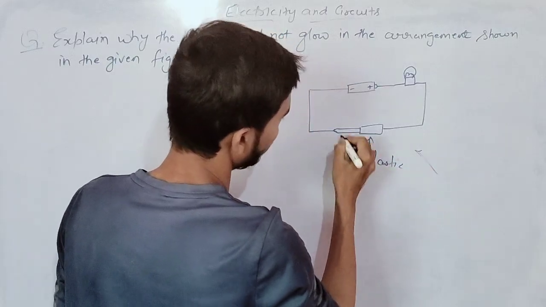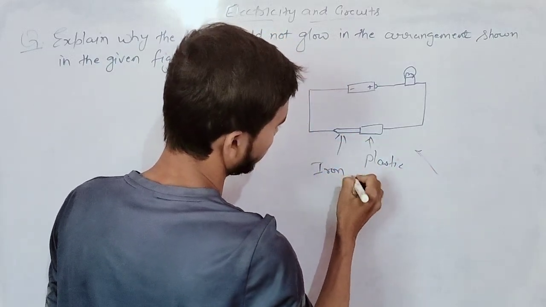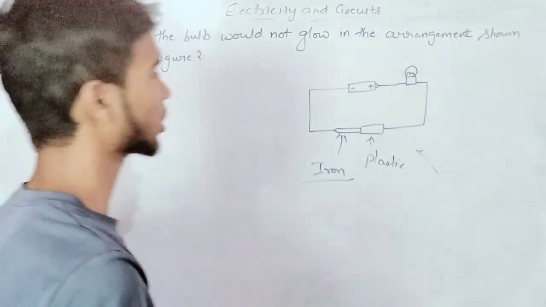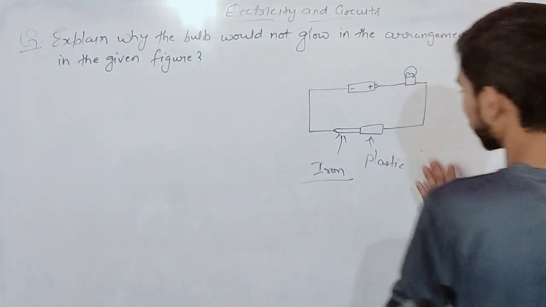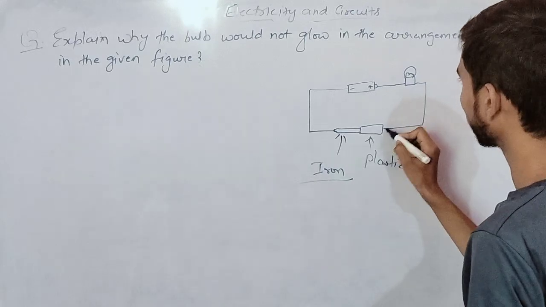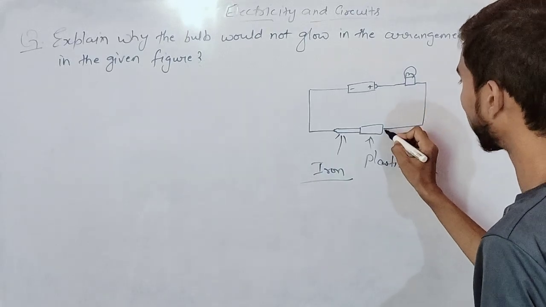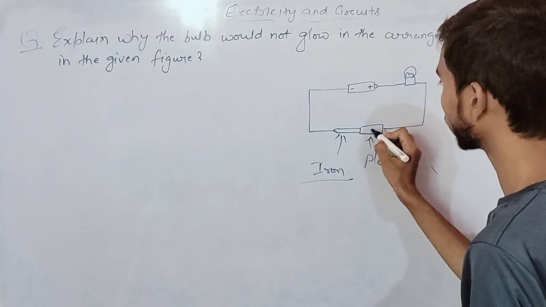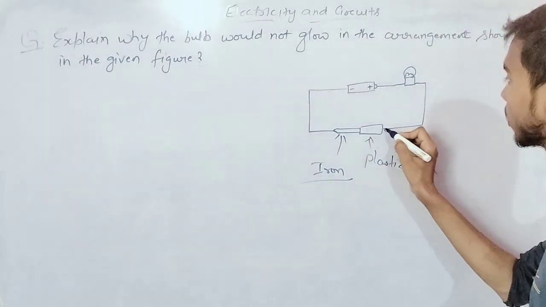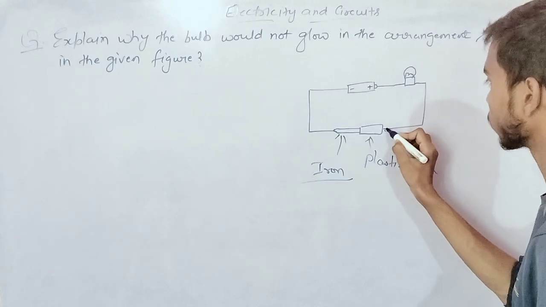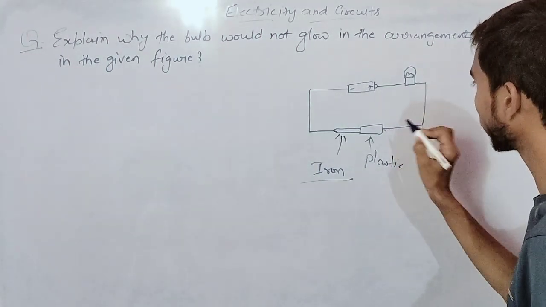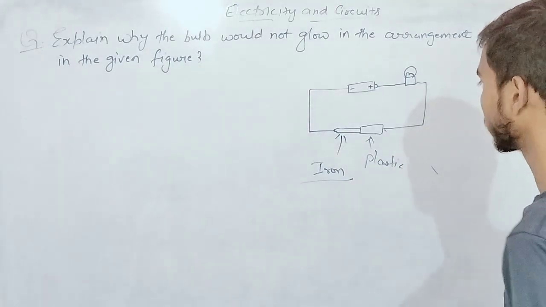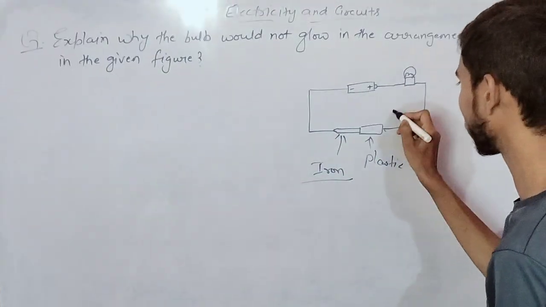Plastic. Or is it made of iron? You can say iron. This wire is connected to plastic. Plastic does not conduct electricity. So here the current came, electricity came till here, and it is not going through this material. The current came till here, but it is not going ahead because of plastic. Plastic is an insulator material. So this is the reason.